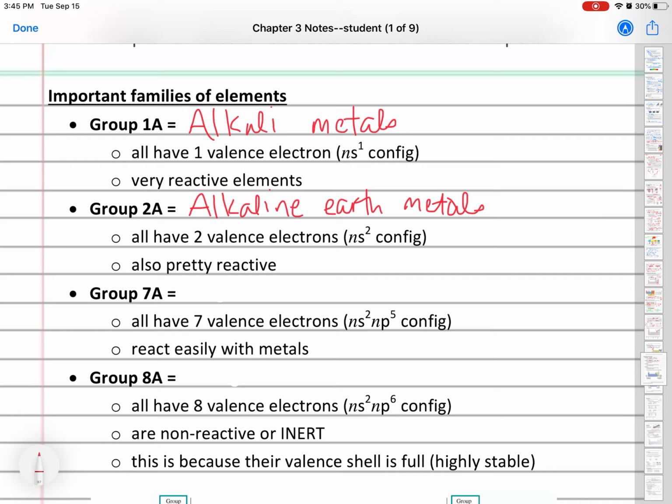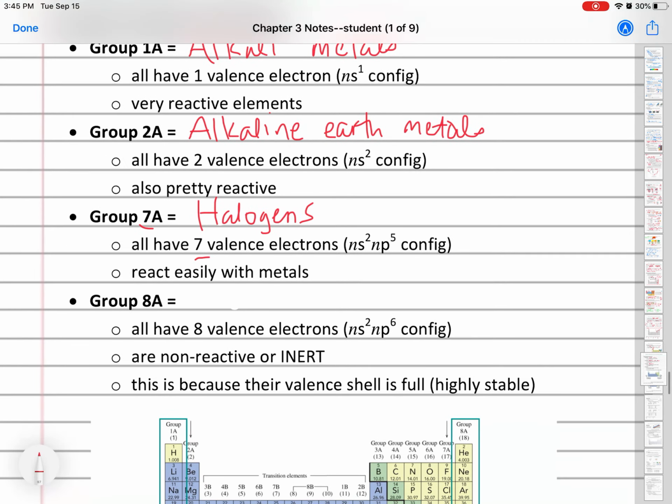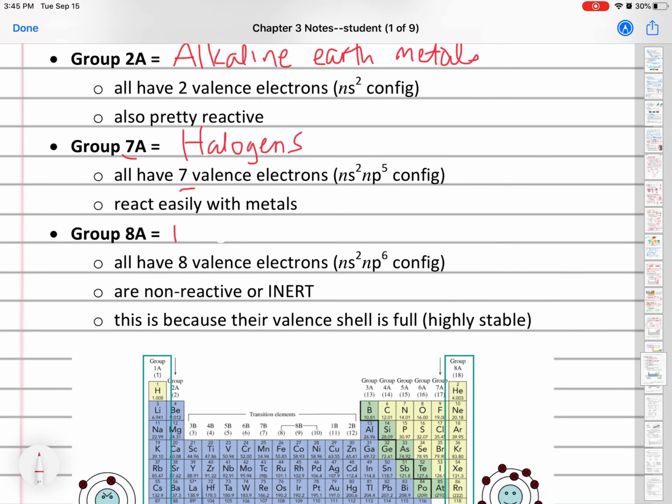All right. Then we skip across to group 7A. The other groups, like 3, 4, and 5, do have names, but we don't use those names as often. So the group 7A elements are the halogens. And the halogens, of course, all have 7 valence electrons. And they have this trait of reacting really easily with metals. That's one of their chemical properties. That is why they are grouped together.